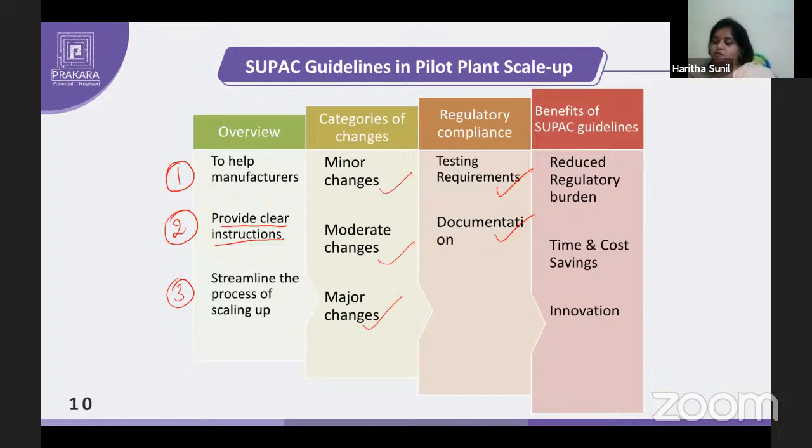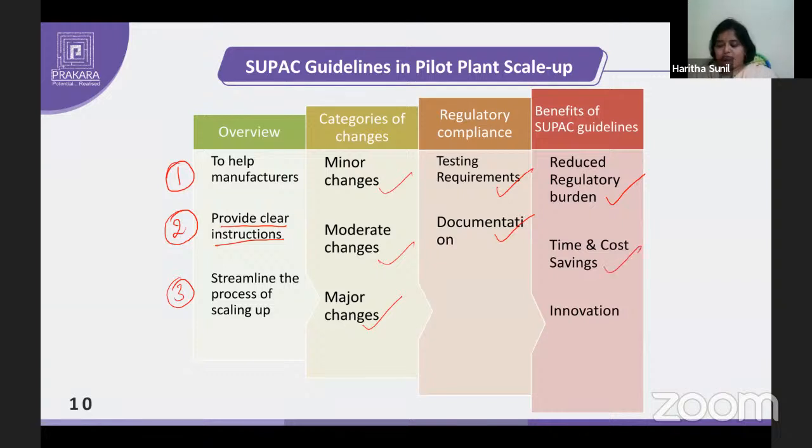And then the benefits of the SUPAC guidelines. First of all, it is going to reduce the regulatory burden. If I say that I have increased the production speed of my tablets from 1 to 50, and again ask for permission, the regulatory people have to go through the whole list of documents we have provided and check them, which takes a year. So we are reducing the burden on the regulatory body. Regulatory is nothing but the government, so you are reducing the burden on the government.